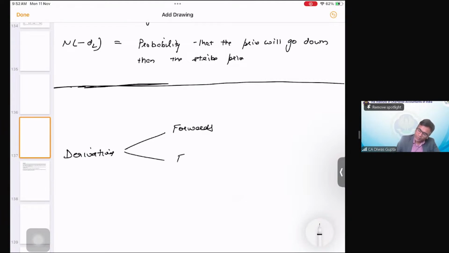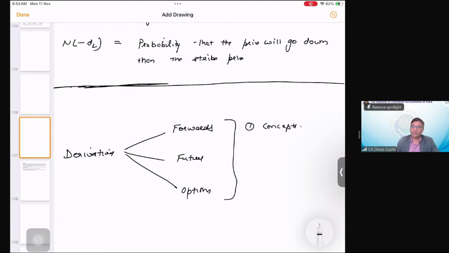Then we have studied futures. Then we have studied options. For all these three, we discussed the concepts, right? What do they really mean? We discussed their uses in hedging, right? How we can leverage them to hedge. And lastly, we discussed the valuation techniques.